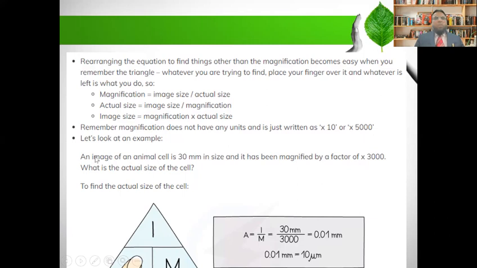Now see, there is also an example. An image of an animal cell is 30 millimeters in size, and it has been magnified by a factor of 3000. What is the actual size of the cell? The formula for actual size is image size divided by magnification. The image size is 30 millimeters, and the magnification is 3000. When you divide 30 by 3000, you get 0.01 millimeter.